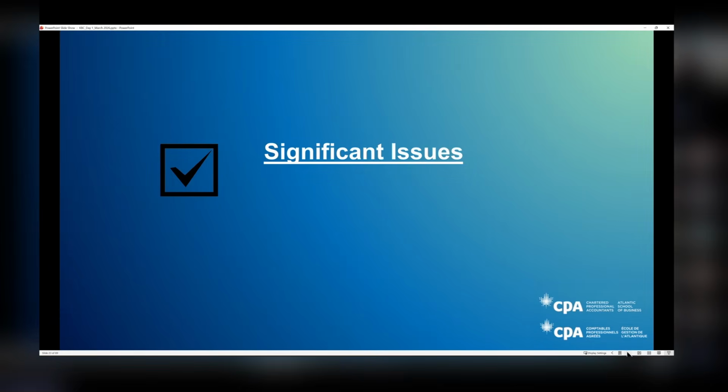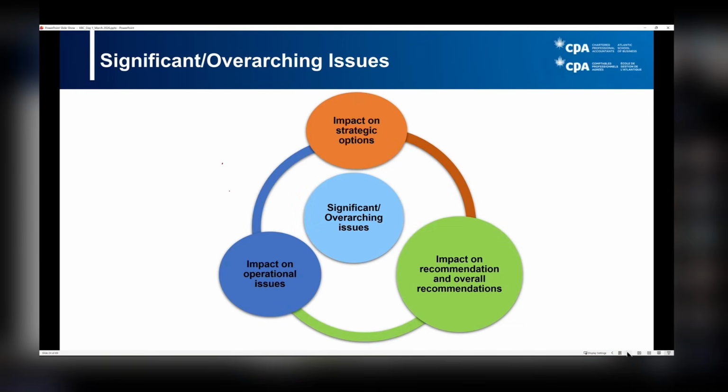So now we've gone through the key components from the Capstone 1 case. I want to take a moment and talk about significant issues. Significant and overarching issues are factors that have a significant impact on the decisions the company makes, both from a strategic and an operational perspective. These are very important, and you need to consider them when analyzing each of your requireds. They will impact your recommendation of whether it's appropriate to implement an option or not.